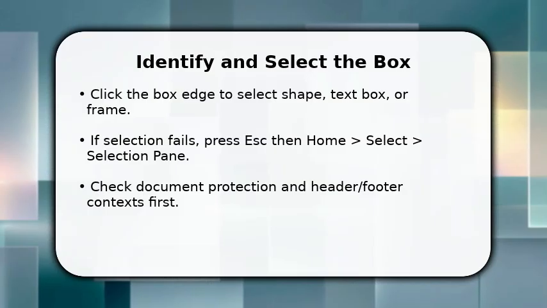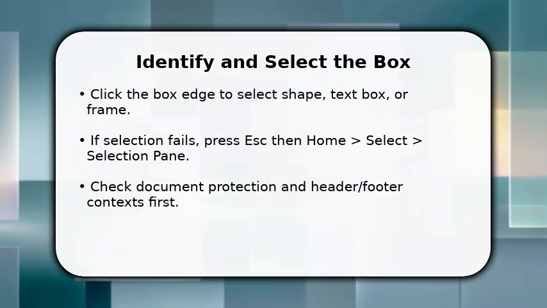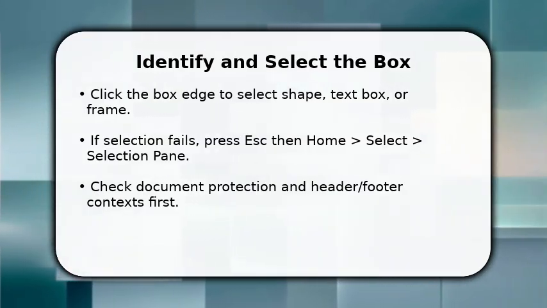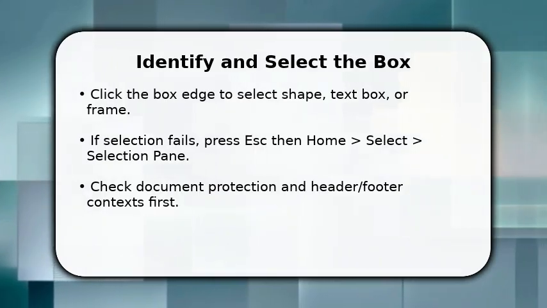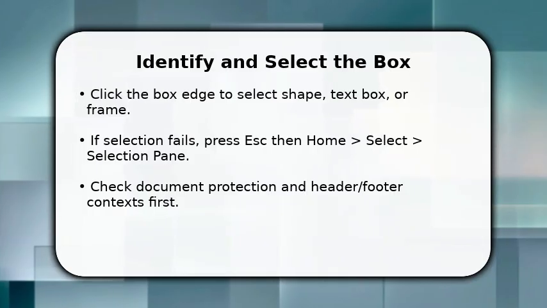You start by identifying exactly what kind of box you have: a text box, shape, border, or frame. Click the box edge to select it. Once selected, you see handles and a contextual format tab.